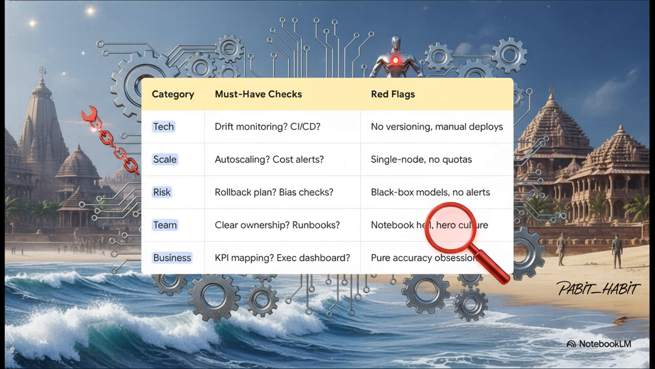Because that red flags column, that is your early warning system. Things like manual deployments, a hero culture where only one person knows how anything works, or being obsessed with model accuracy instead of business value. Those are the signs that a project is heading for disaster.